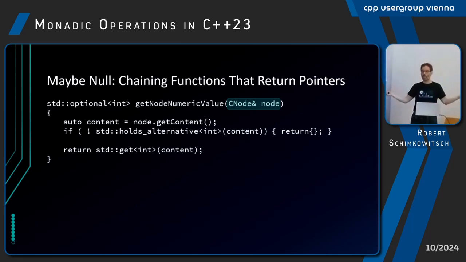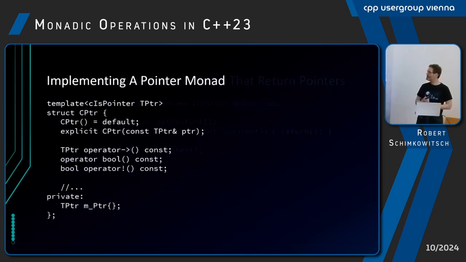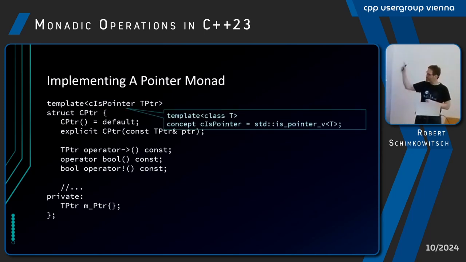So what do we need to do to make this happen? The first thing is we need a template class. Why a template class? Because we want to cater to all types of pointers. But we only want to accept pointers, so we constrain our template argument using std::is_pointer.